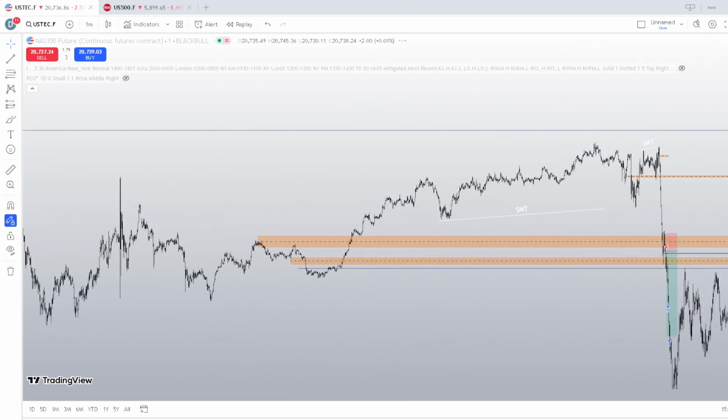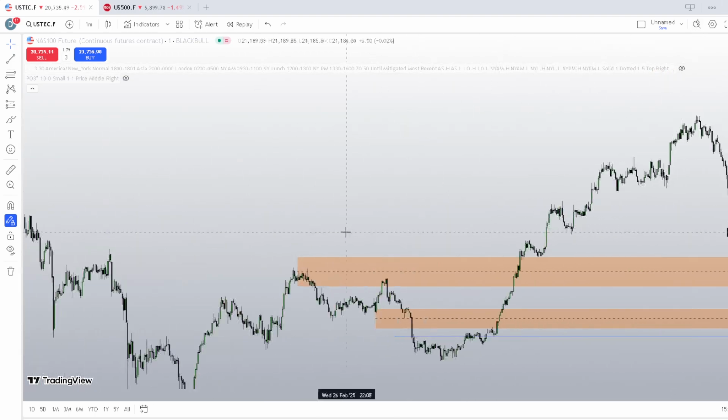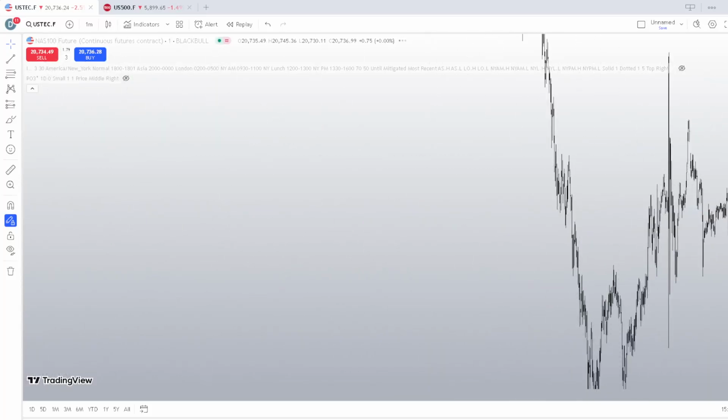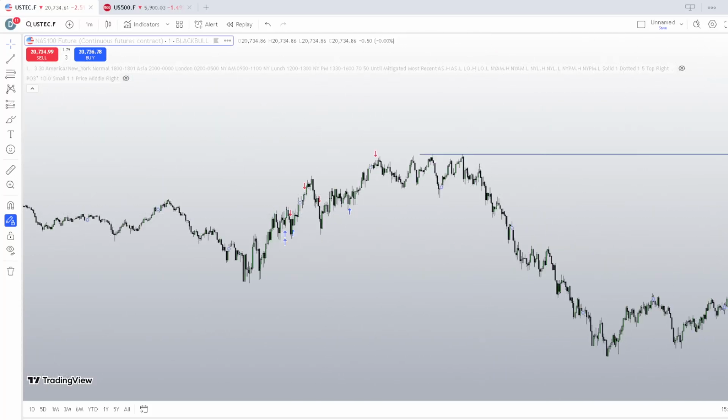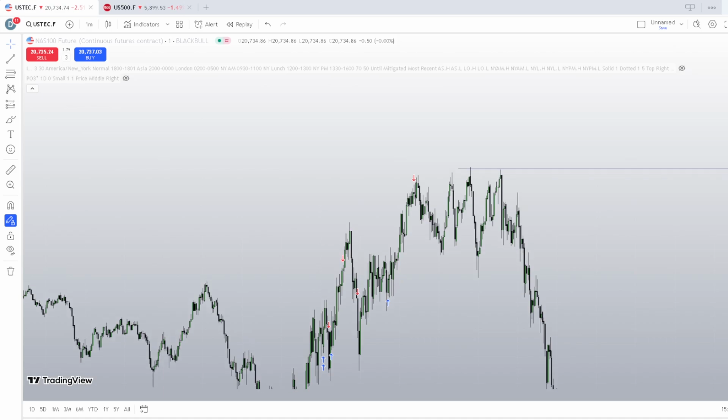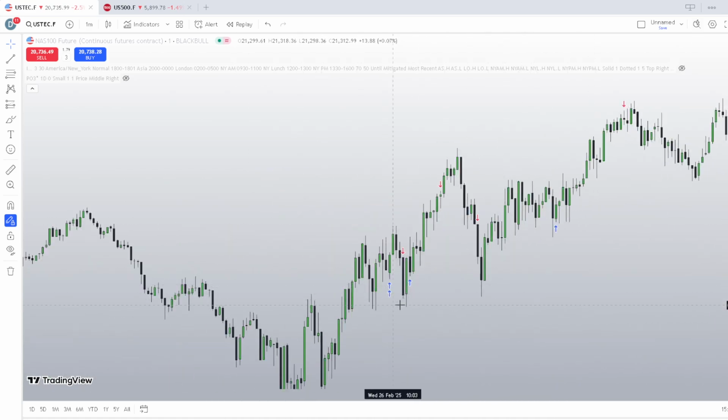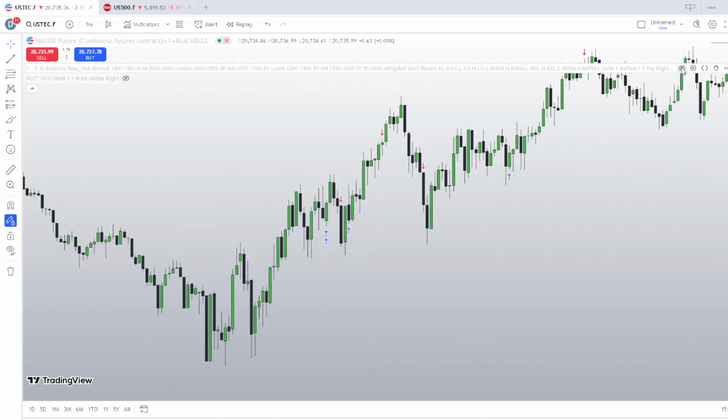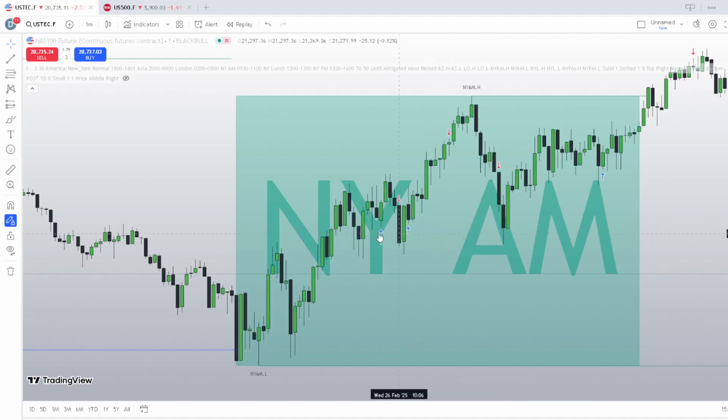Not that yet. Where did my trade? Here. I moved it to 1 minute time frame. So as you can see here, let me open this. So what happened?